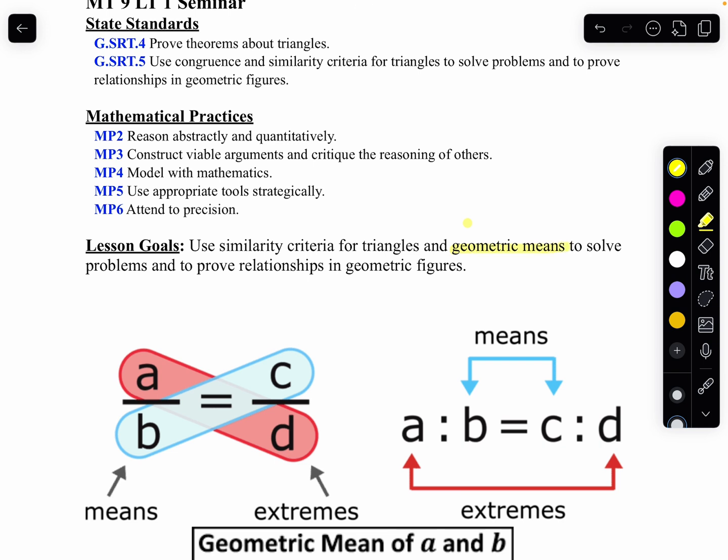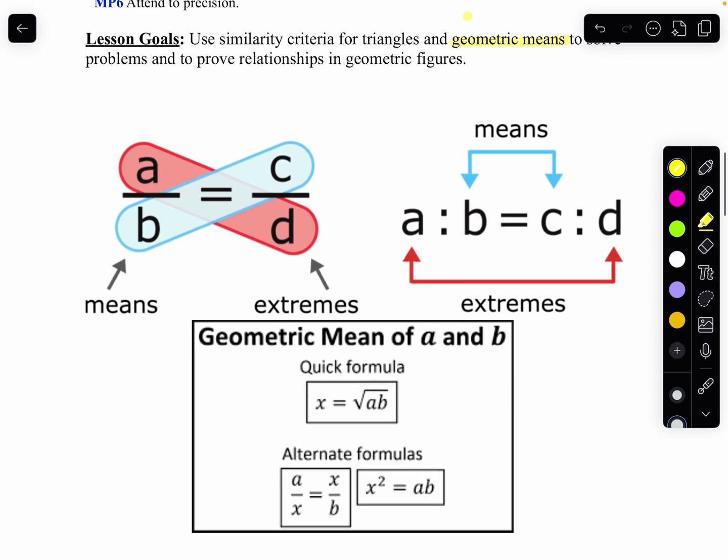First, a geometric mean. When you have a proportion, and we usually cross multiply, well, those things that cross multiply have names. The first numerator and the second denominator are called extremes. You can see that when we read it with a colon, they go on the outside. And then my first denominator and my second numerator are called your means. So a lot of times we'll say the product of the means equals the product of the extremes.